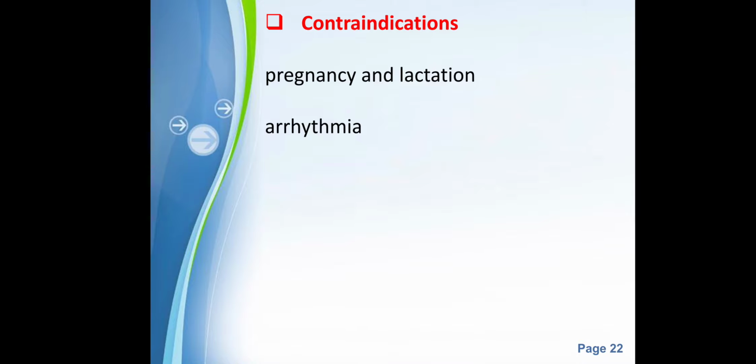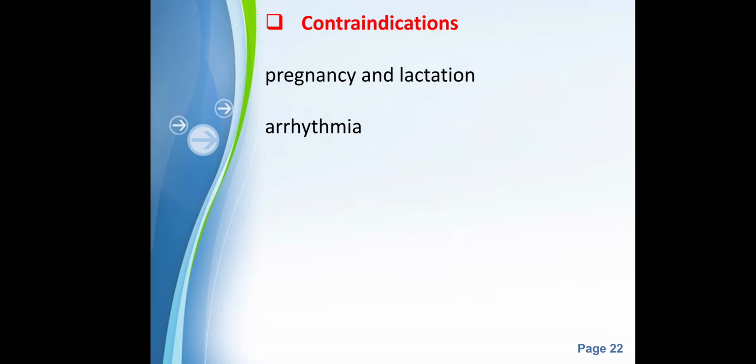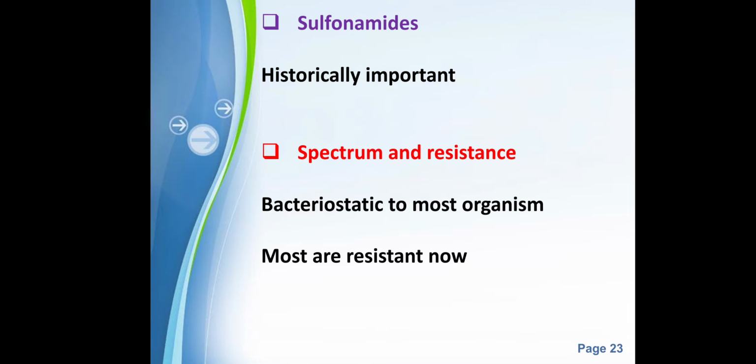Pregnancy and lactation are contraindications. You don't give these drugs during pregnancy and lactation. And arrhythmia again, because it is causing QT prolongation. That's why with arrhythmia you cannot give. Okay, that was all about fluoroquinolones. Remember mechanism of action, classification, then you have to go to the spectrum, according to spectrum uses and ADR. Some typical ADRs you have to remember.